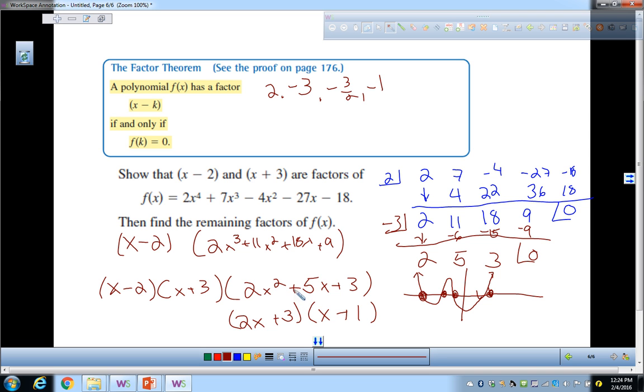Shouldn't one of them bounce? No, because there's no doubles. If there were a square, then it would bounce. If it's a cubic, it goes through.